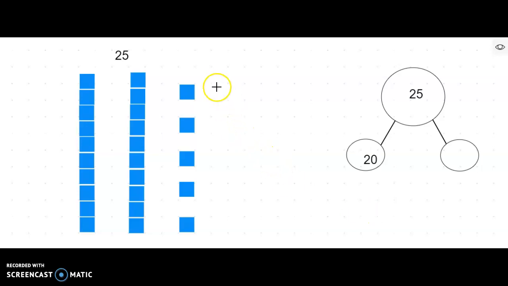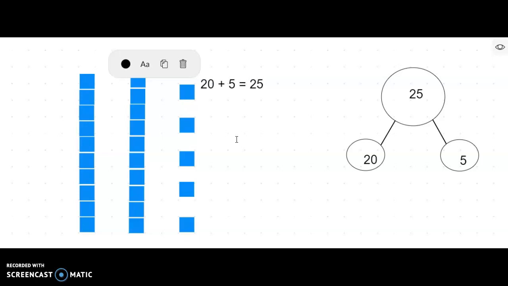My other part is my ones. I have 5 ones. So I'm going to put a 5 right here. So my parts are 20 and 5, and put together, they make the number 25. Another way I can show this to you is as an addition sentence. For example, 20 plus 5 equals 25.